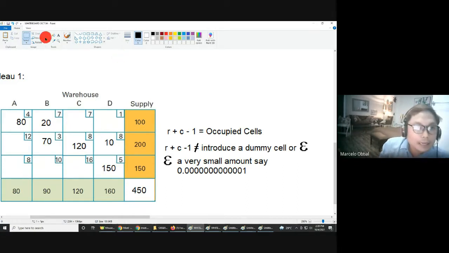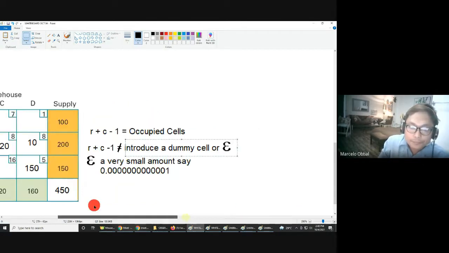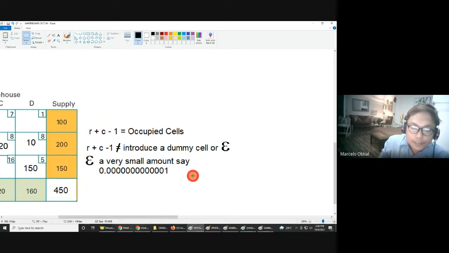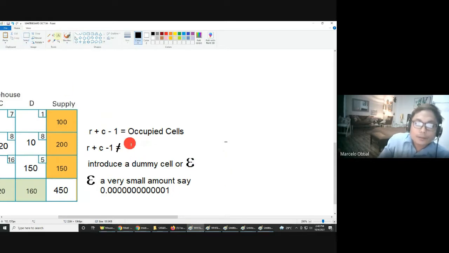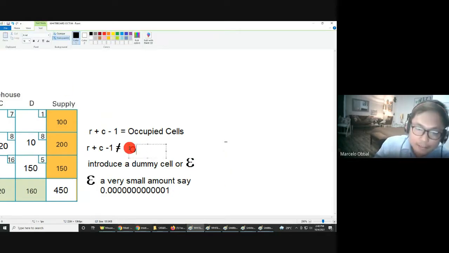Mali ata dito plus. Okay. Not equal to. So since I think we don't need to introduce epsilon here, OC means occupied cells. Okay, then proceed with the next algorithm.